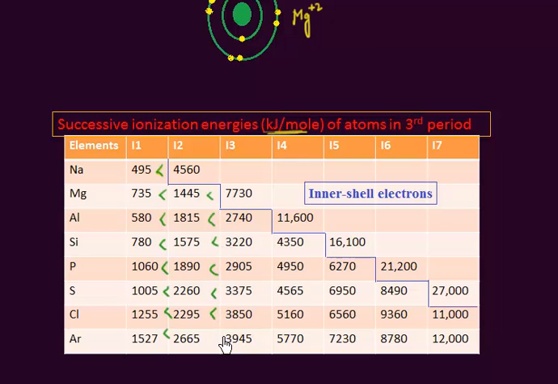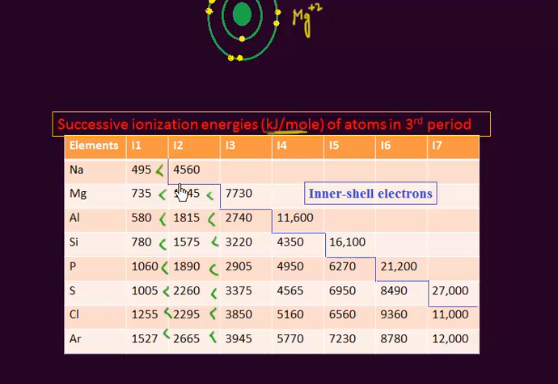This is because inner shell electrons are closer to the nucleus, and the nuclear force pulls the inner shell electrons towards the nucleus. As a result, it requires more energy to remove the inner shell electrons. That is why the successive ionization energy is in increasing order.